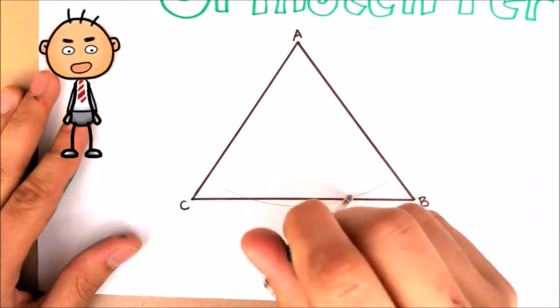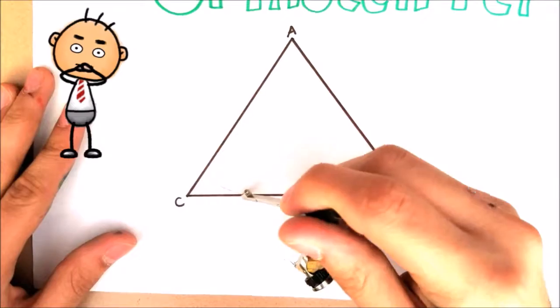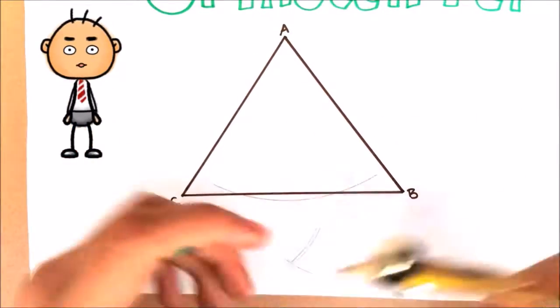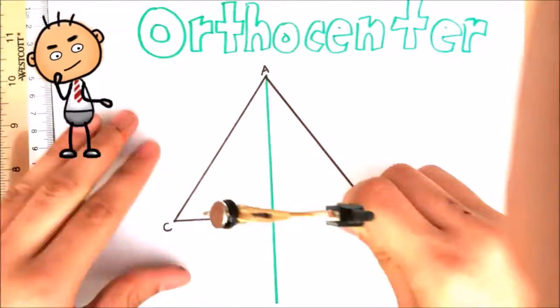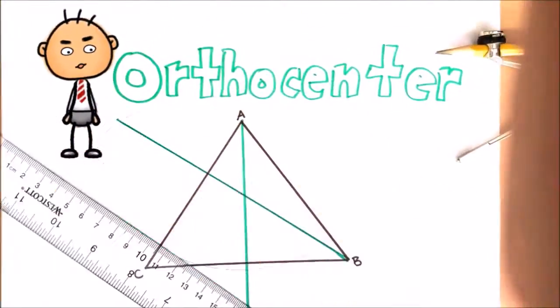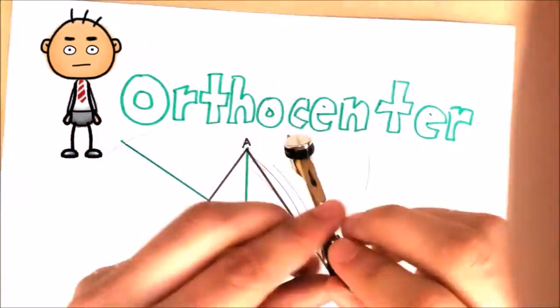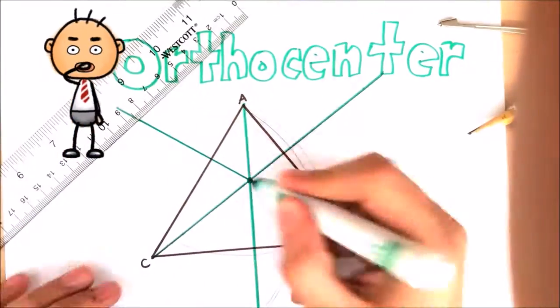Then, you use the 2 new points where the arc meets the side and create an arc facing the vertex you used to create the arc on the side. Use a straight edge to draw a line from the vertex to the arc. Use the same method for the other 2 vertices of the triangle. When finished, you should have 3 lines meeting in one place, which is the orthocenter.